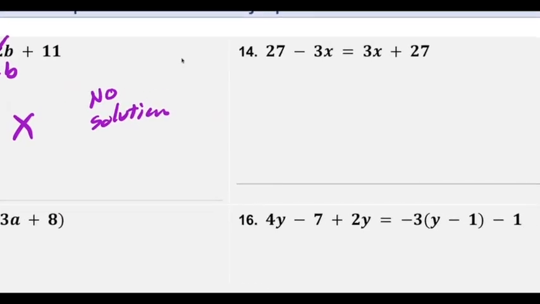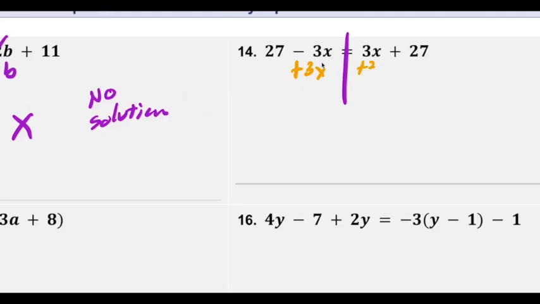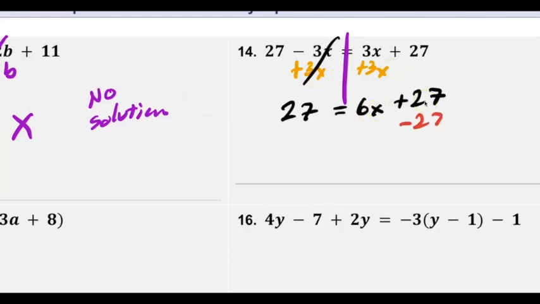None. Over here, no. Don't jump to conclusions. Let's try to solve it. I'm going to get rid of this 3x here. So do the opposite. Plus 3x, plus 3x. Those cancel. I get 27 is equal to 6x plus 27. I want to get 6 by itself, so subtract 27. Minus 27. All right, here's the line. Minus 27. Whatever you do to one side, you got to do to the other side.